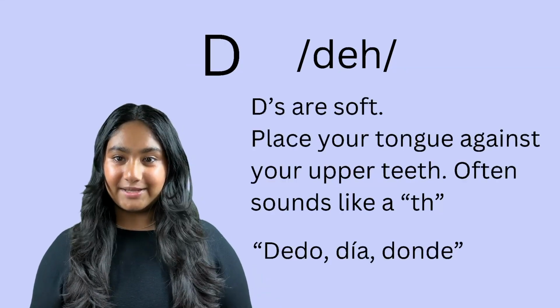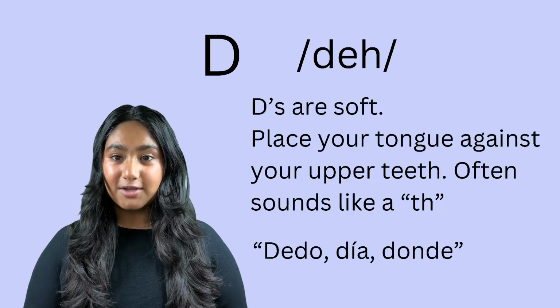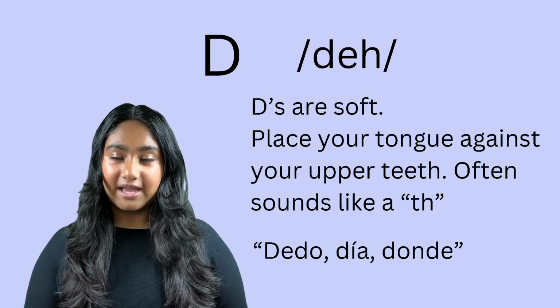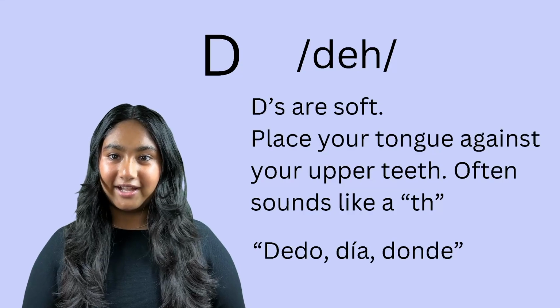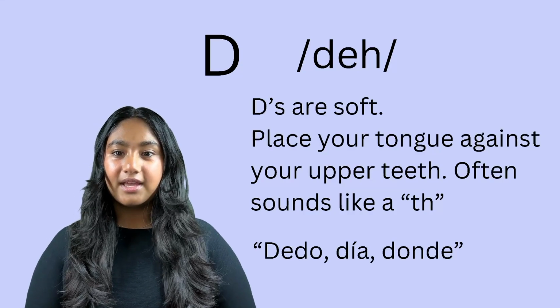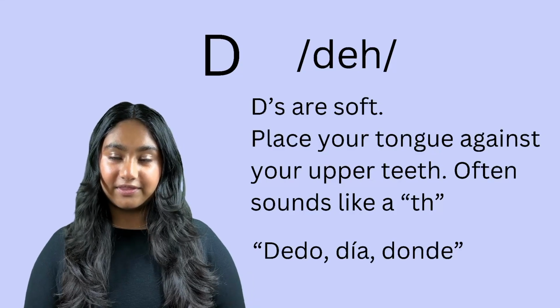The English letter D is de in Spanish. Now, in Spanish, Ds are pronounced softly, often making a th sound, like a TH. In order to make the sound, place your tongue against your upper teeth. Some examples include dedo, dia, and donde.